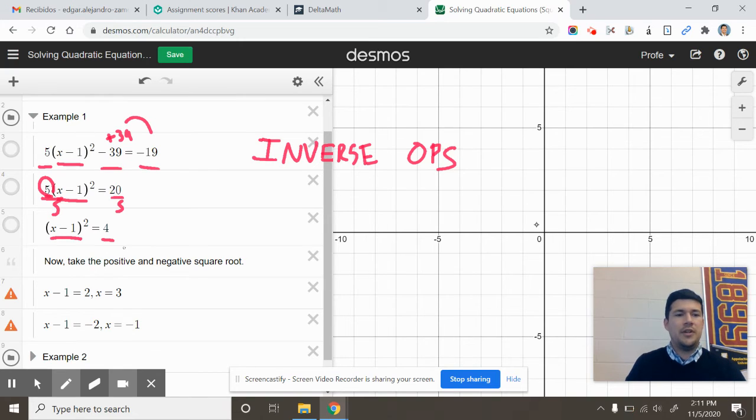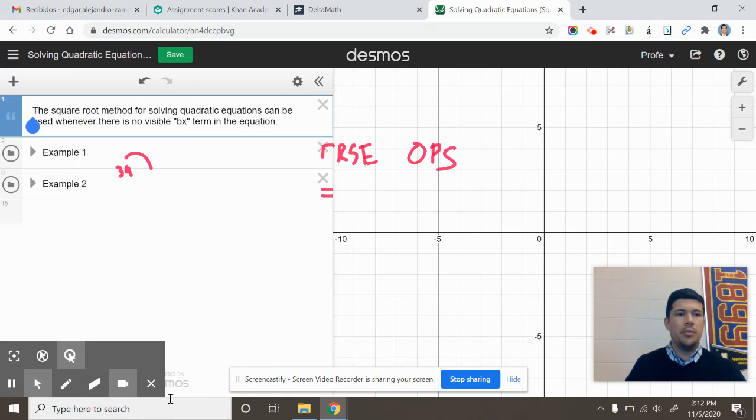Now rather than multiplying this out by FOIL or with a box, what I'm going to do instead is take the square root of both sides. Make sure that you take a positive and negative square root. So we're going to say x minus 1 is equal to 2, but we're also going to say x minus 1 is equal to negative 2. When you solve both of those equations, you get x equals 3 and x equals negative 1. That is how you solve through the square root method.